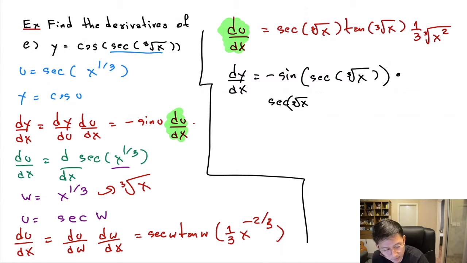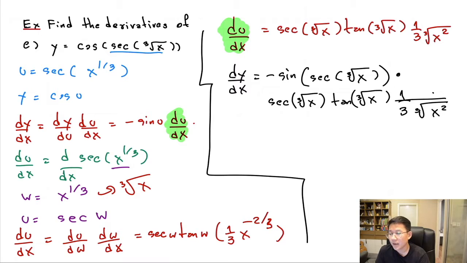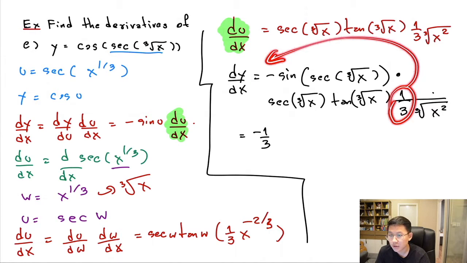Okay, let's write it a bit more clearly. Tan of cubic root of x and 1/3 times the cubic root of x squared. To write it more clearly, it would be minus 1/3. The 3 is from here, I push it to the front.